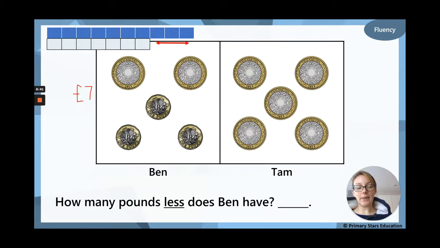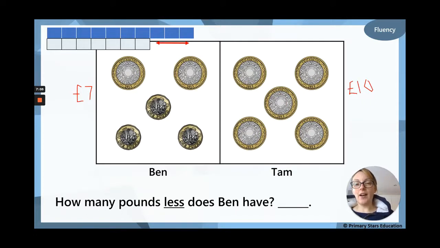And Tam, we can see that Tam has got £2 coins, so we can count in twos. So she has 2, 4, 6, 8, 10. £10. So I'm just going to write that down here. £10. Whoops, not a very good O, but never mind.